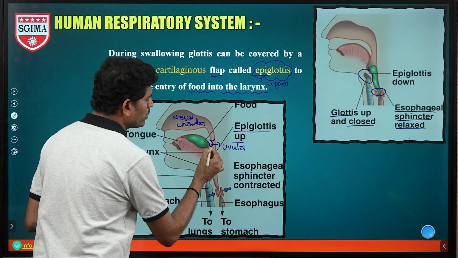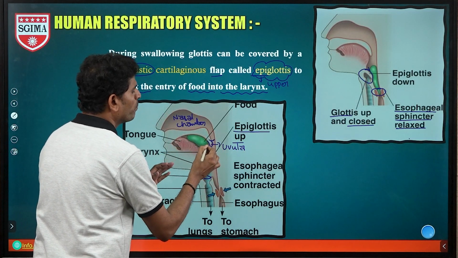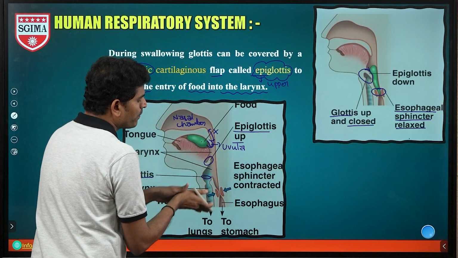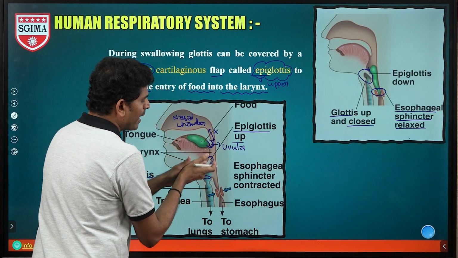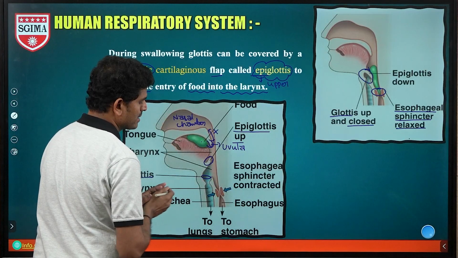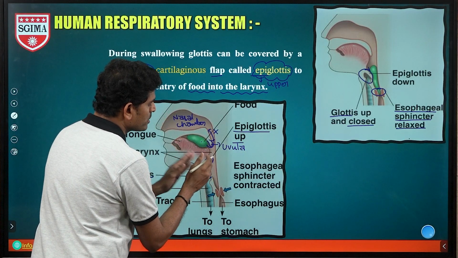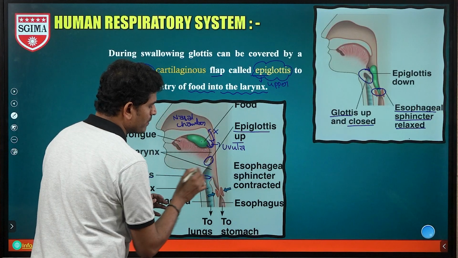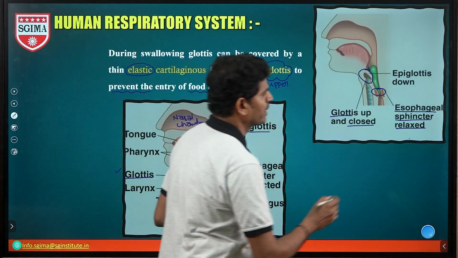That's why the food will be prevented from backflow into the nasal chamber. This is not allowed, and it will be directed forward, into the pharynx region, oropharynx, laryngopharynx. Once the food enters the laryngopharynx, the epiglottis will cover this opening.